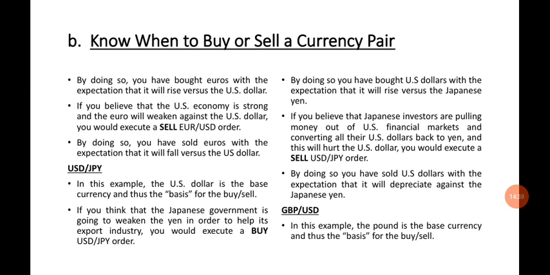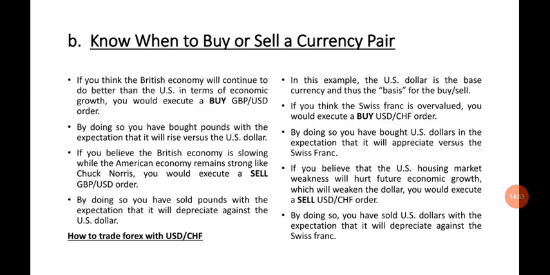Another example of currency pairs, the Great British Pound versus the United States dollar. In this example, the pound is the base currency and thus the basis for the buy or sell. If you think the British economy will continue to do better than the United States in terms of economic growth, you execute a buy Great British Pound US dollar order. By doing so, you have bought pounds with the expectation that it will rise versus the United States dollar.